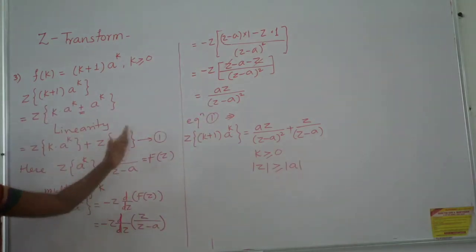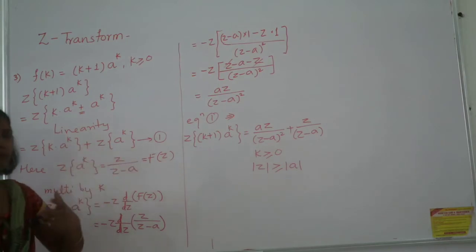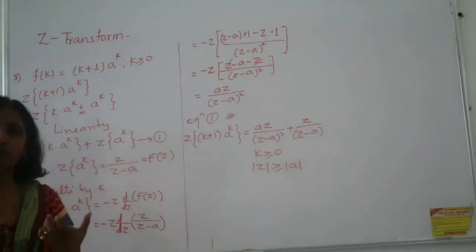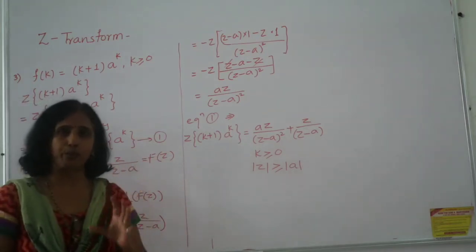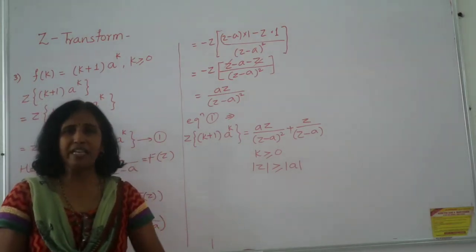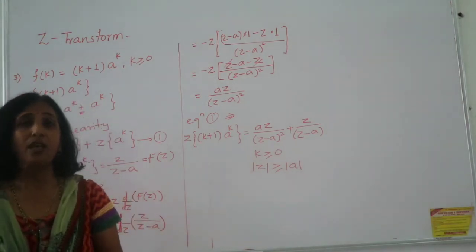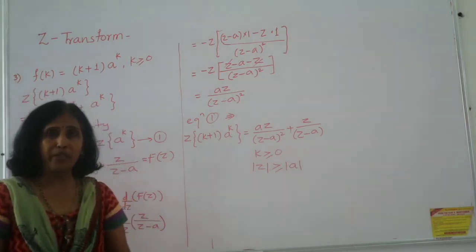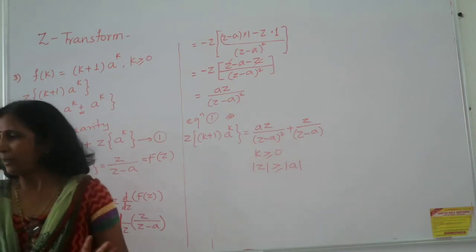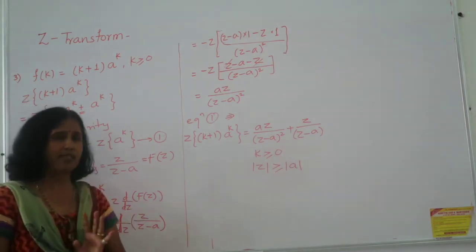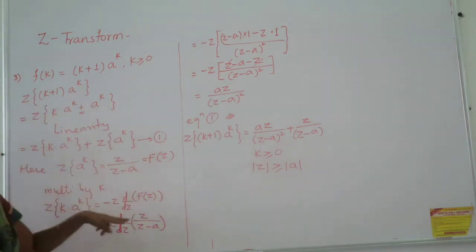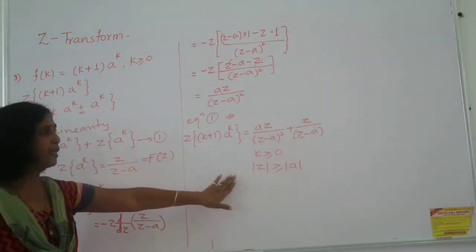Clear? So here I have just told you, in every example I am trying to tell you that solving of this example using basic definition is not possible. That's why we are taking help of standard definitions and we are applying some properties. So change of scale was a very minor property, rarely used, so I have taken only one example. The major property is this multiplication of k, a very important property in Z transform.